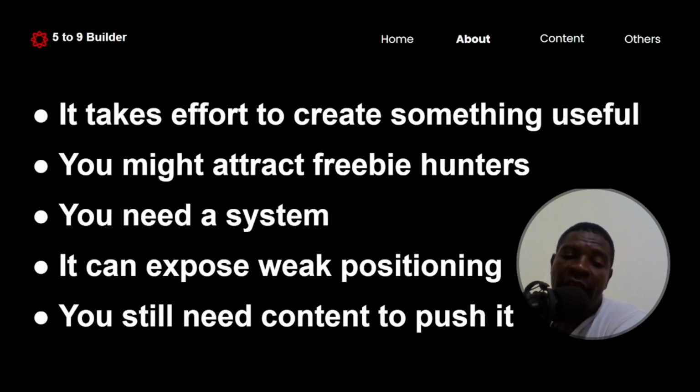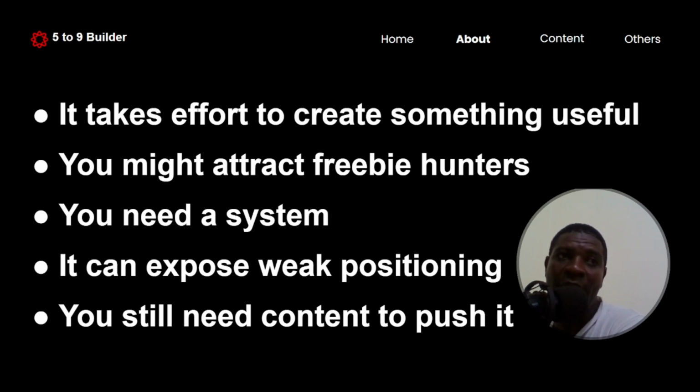You understand? And then you still need content to push it. Now, after you have created this lead magnet, you will also need to push it, talk about it, make noise about it. You have this solution, before you attract these people to come for it for free. So you just don't create it and then leave it. No, it doesn't work like that.